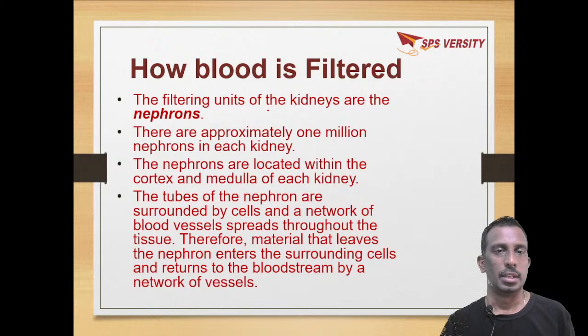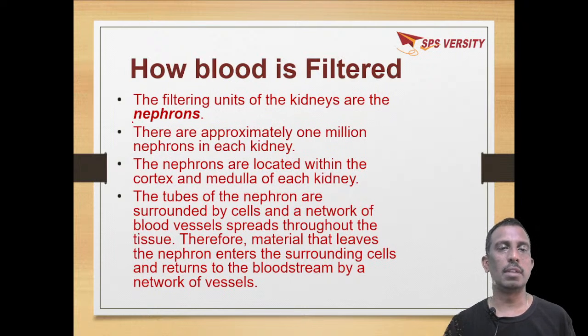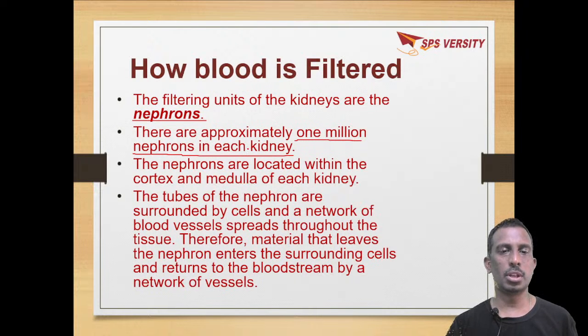The filtering units of kidneys are called nephrons, and there are approximately 1 million nephrons in each kidney. These nephrons are located in the cortex and medulla of each kidney. The tubes of nephrons are surrounded by cells and a network of blood vessels. Therefore, whatever material leaves the nephron will enter the surrounding cells, into the network of vessels in the bloodstream.